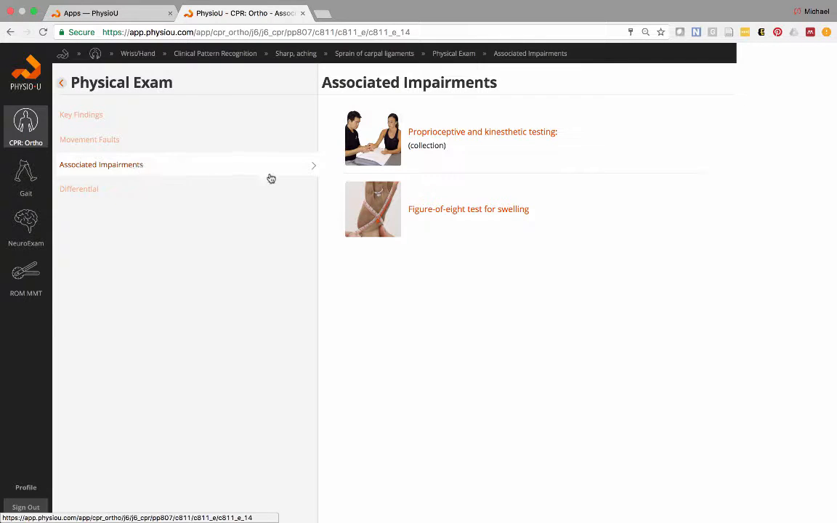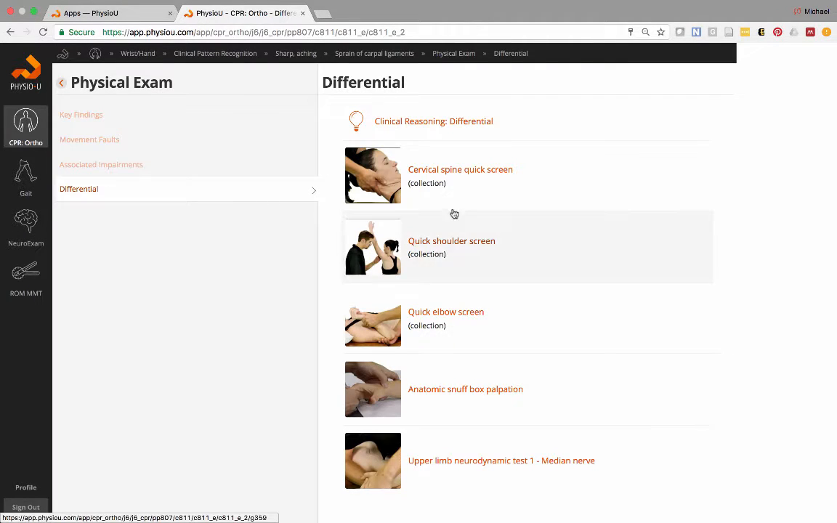Here are some common associated impairments. The patient may have swelling, so you can assess that, and you may do some proprioceptive and kinesthetic testing. For your differential diagnosis, you really want to make sure that you clear the cervical, shoulder, and elbow, right? Because a lot of the jamming force that comes from falling on an outstretched hand can also cause dysfunction at these other joints more proximally. And you want to rule out scaphoid fracture, which is 70% of the common wrist fractures. So your anatomic snuff box palpation, and then you may want to rule out median nerve involvement, which you see down here.